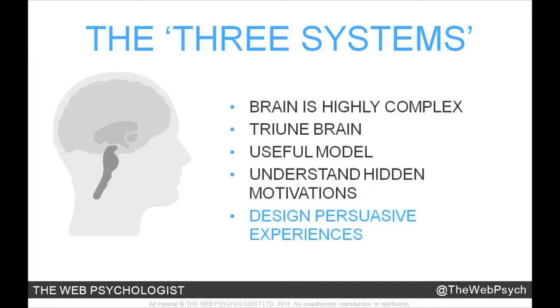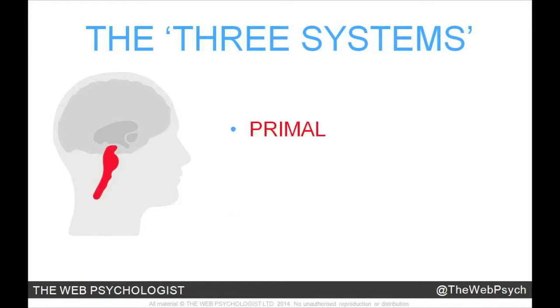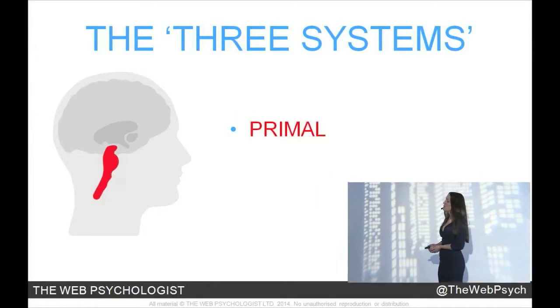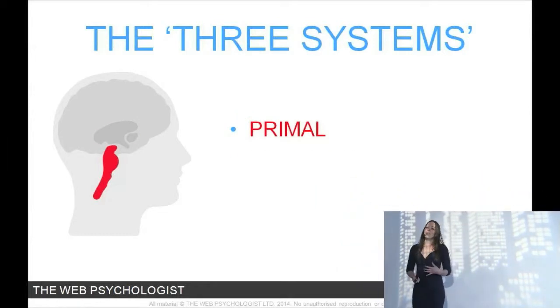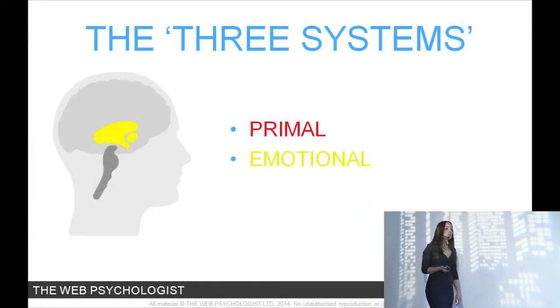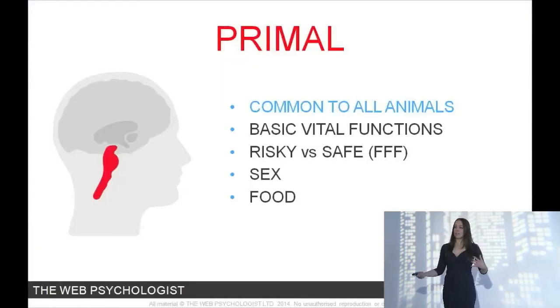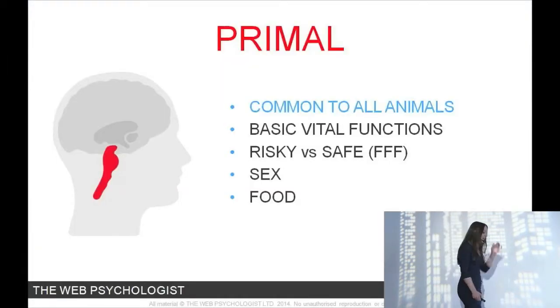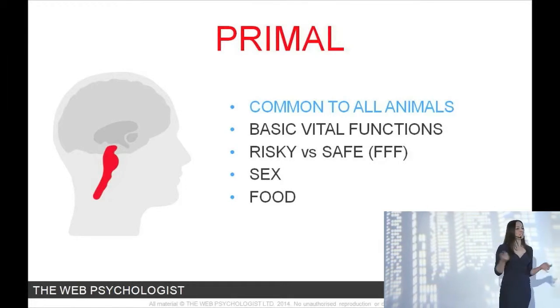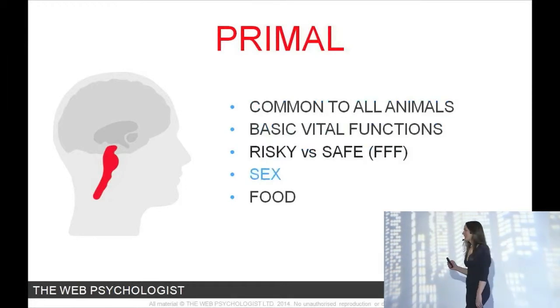So the primal system, emotional and rational. First the primal. It's thought that the primal is common to all animals, looks after your basic vital functions, like your breathing, your heart rate, your digestion, that allows you to assess whether things in your environment are risky or safe, the freeze, fight, and flight response. It is also the thing that allows you to recognize opportunities for sex and for food in your environment.